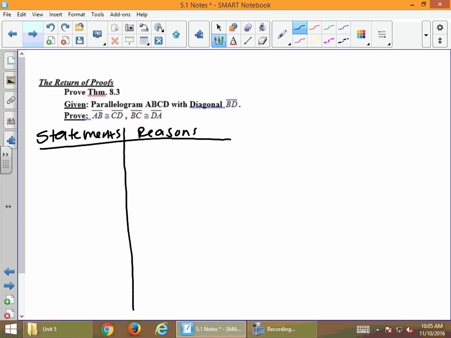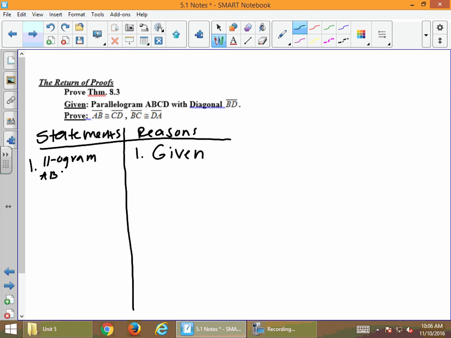So when filling out a proof, what is our first reason every single time? Given. Alright? What's our first statement? What we're given. Parallelogram. So parallelogram, I like to abbreviate it with parallel lines, ogram.